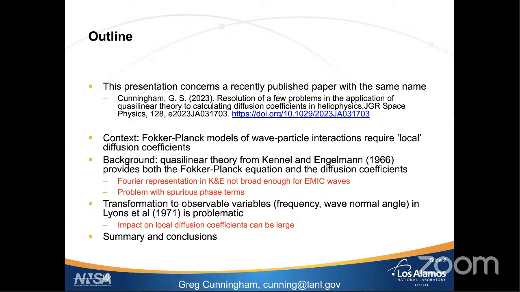The paper shows that this transformation was used incorrectly and that the correct use can produce local diffusion coefficients that are different by orders of magnitude in some situations. This problem is inherited by the 2005 papers and by the more than 500 citations to these later works. So finally, I'll summarize and draw some conclusions. Next slide, please.